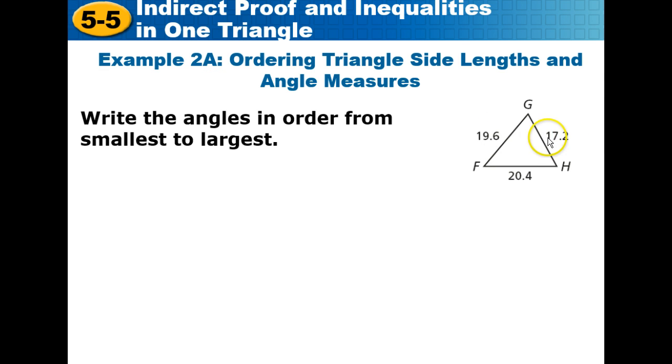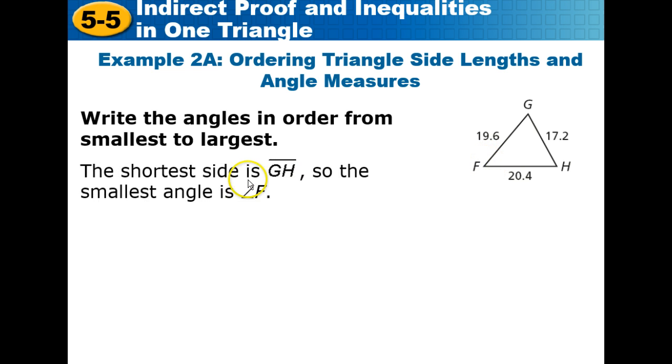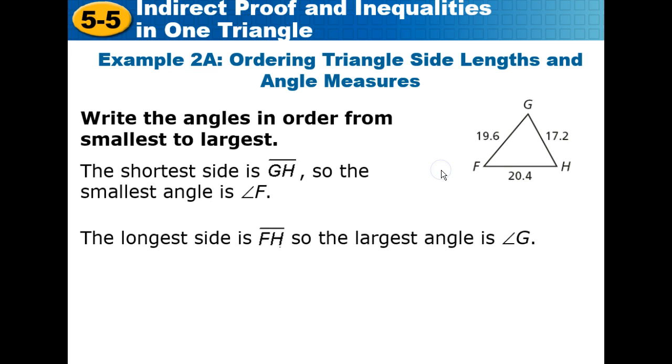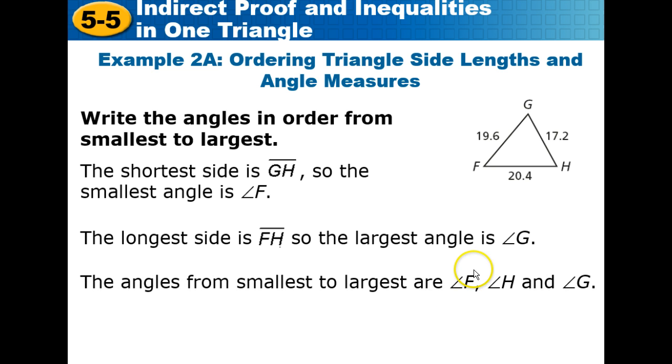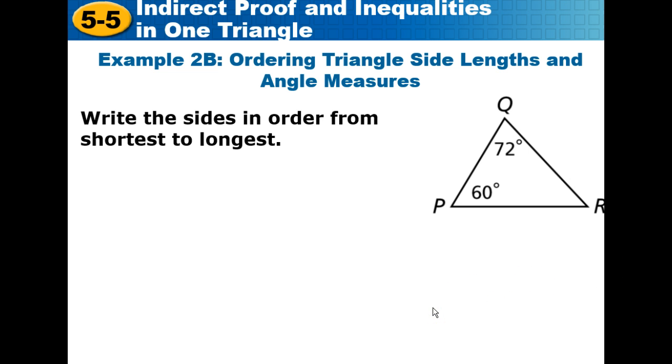So in this picture you can see since 17.2 is the smallest, then the one across from that is the smallest, and that's angle F. Since FH is the longest side, because it's 20.4, obviously the one across from it is the largest angle. So if we're going to put them in order, it's F, H, then G. Angle F, comma, angle H, comma, angle G. And that's how you're going to write your answers.